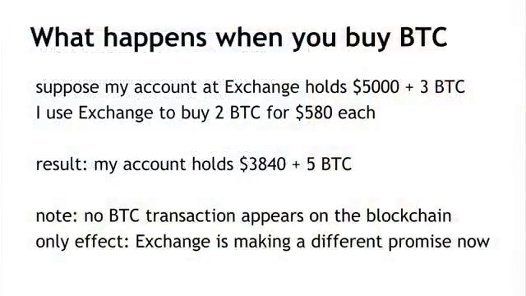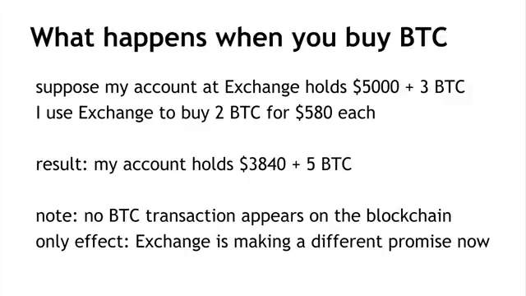Now, it's important to understand what happens if you buy or sell Bitcoins in an exchange. So suppose my account at some exchange starts holding $5,000 and 3 Bitcoins. And I use the exchange, I put in an order to buy 2 Bitcoins for $580 each. And eventually the exchange finds someone who's willing to take the other side of that transaction, and the transaction happens.